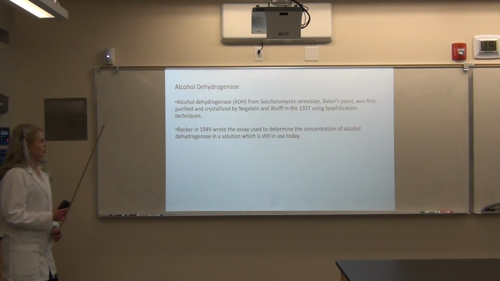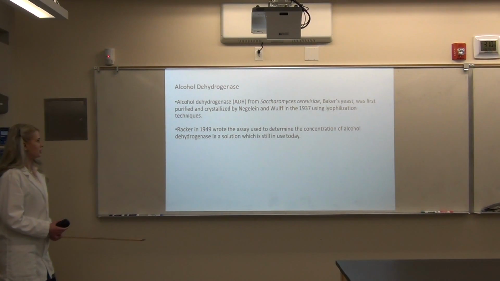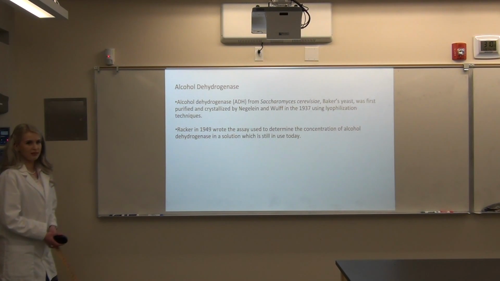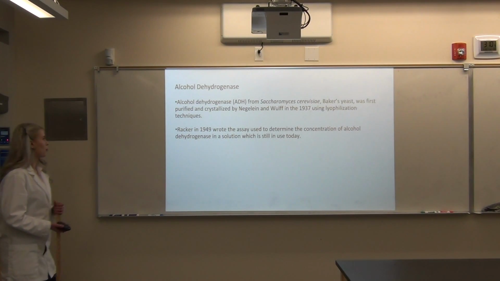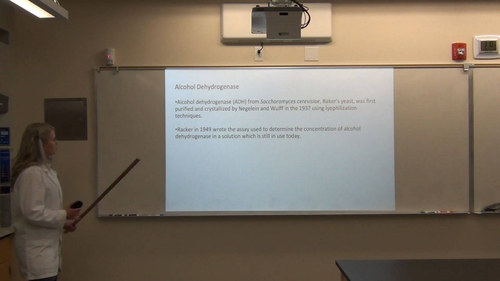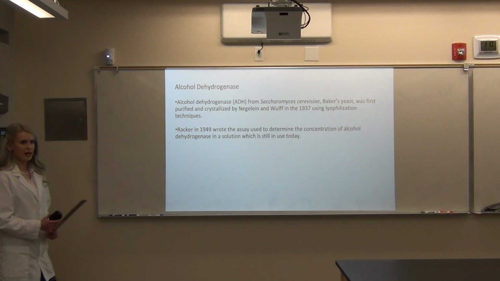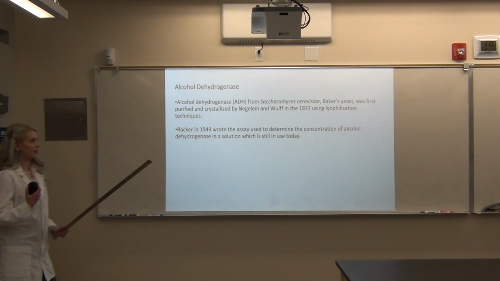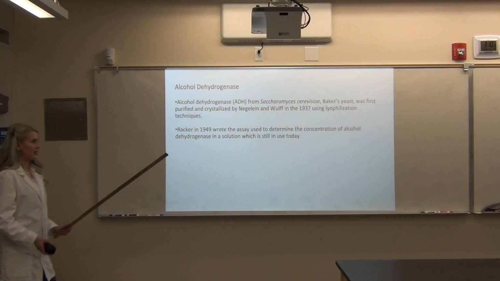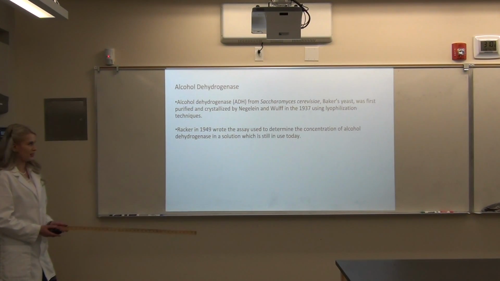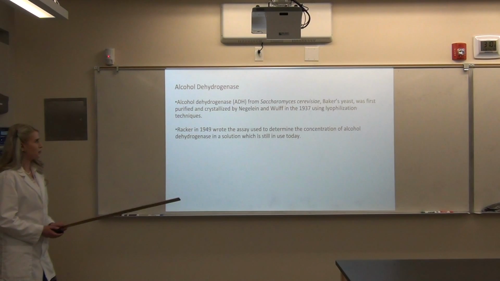So alcohol dehydrogenase was first purified and crystallized in 1937. The point of our research is to try to find an alternative method to do this, to save time and money. Racker, in 1949, wrote the assay, which is the experiment that we use today to determine the concentration of alcohol dehydrogenase in a solution.